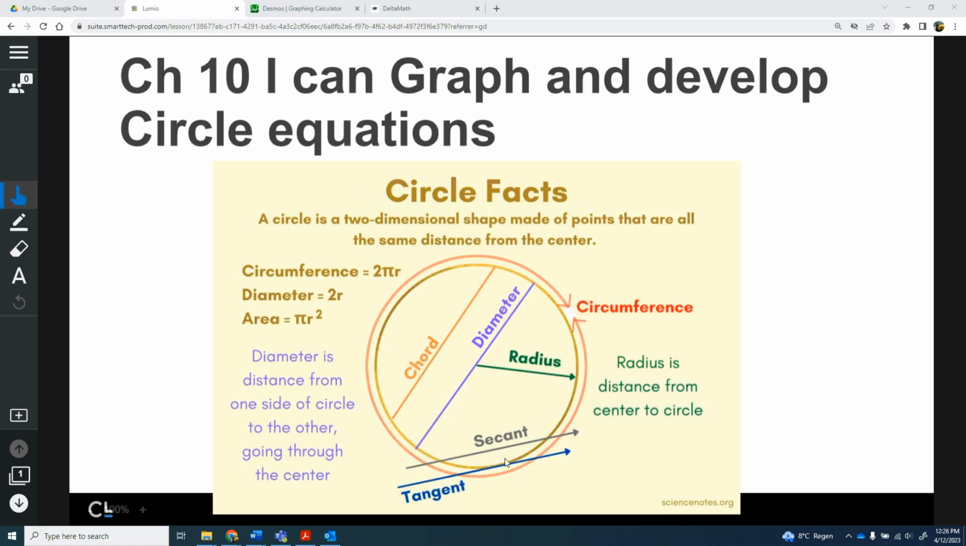A tangent touches the circle on the outside at one spot. A secant is a line that goes all the way through it, and a chord has endpoints on the circle itself.